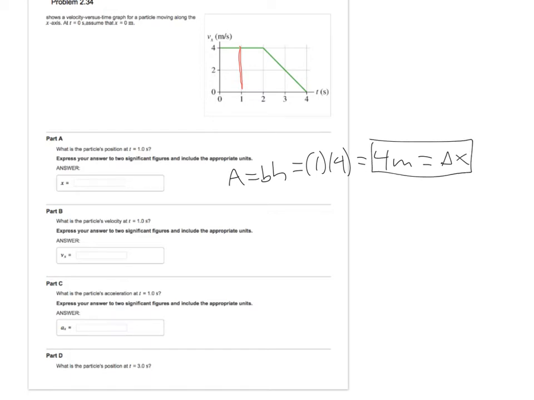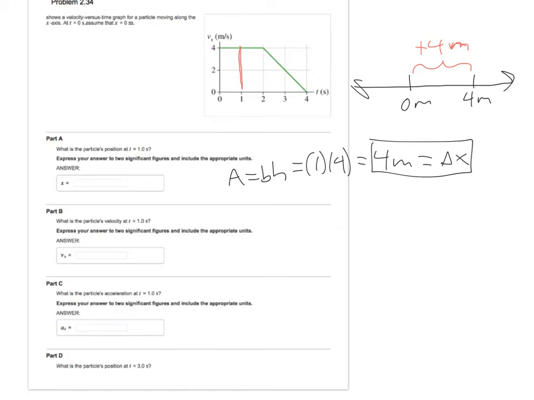Now, what is our position? Well, we have to think back to the fact that we started at a position of 0. So if we imagine a number line here, we're starting out here at a position of 0 meters, and we have a displacement, a change in position of a positive 4 meters, which means we travel 4 meters to the right. So that puts us at an overall position of 4 meters.